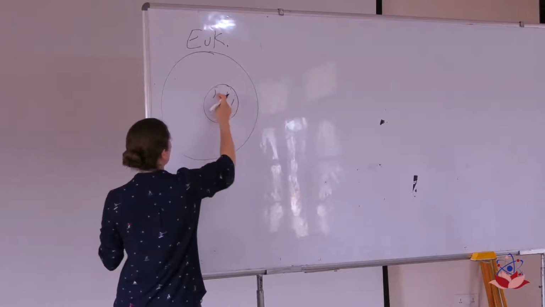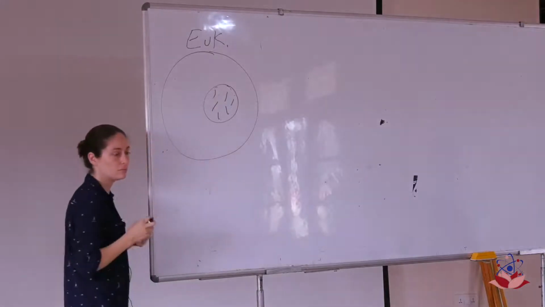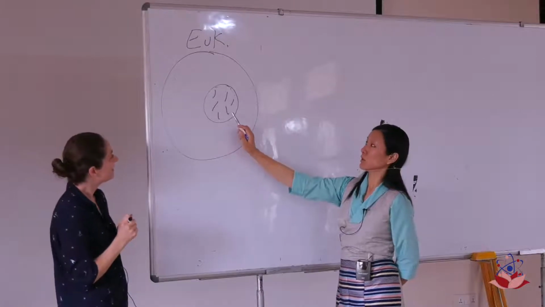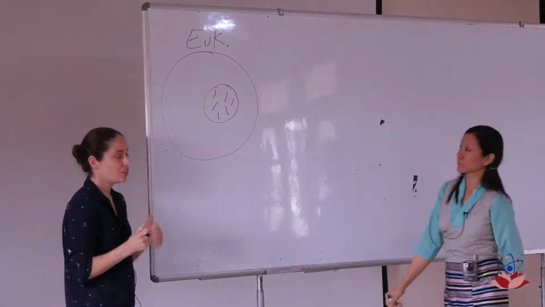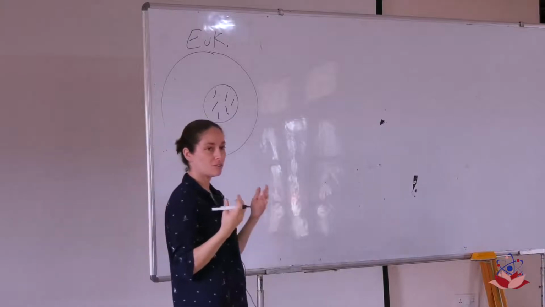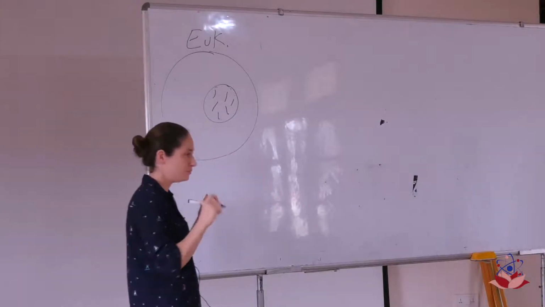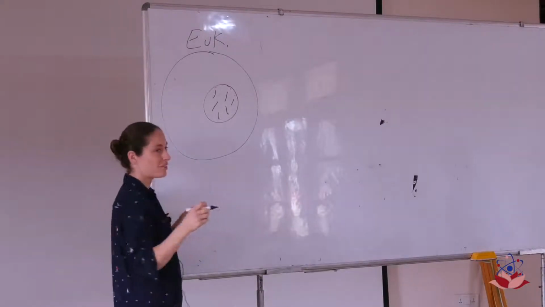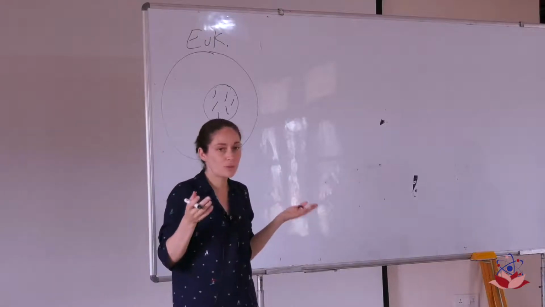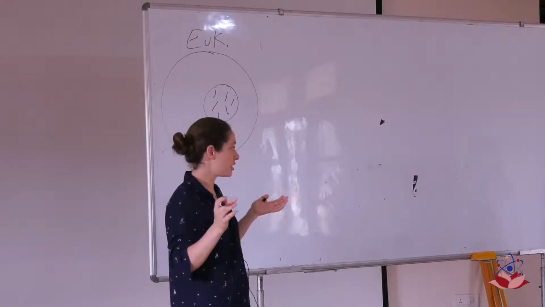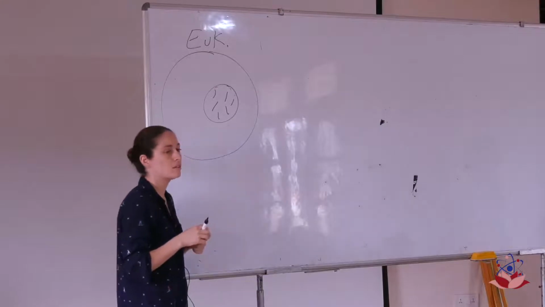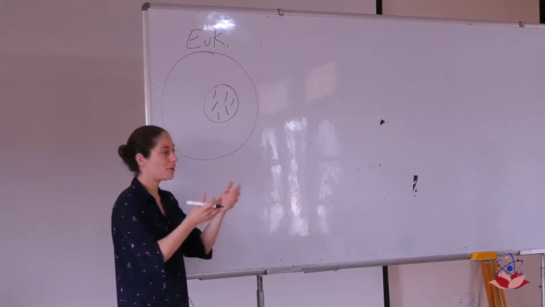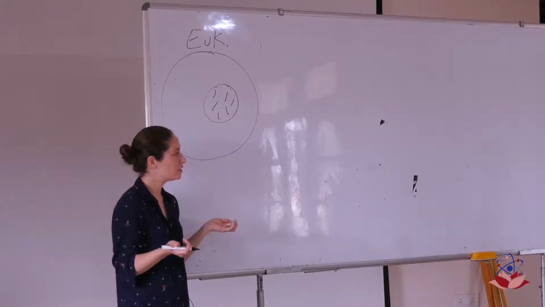Okay, so let's say each of these is one chromosome. Humans have 23 different chromosomes. We also have about 25,000, 30,000, somewhere around there, genes. So each chromosome holds about 1,000 genes on it.